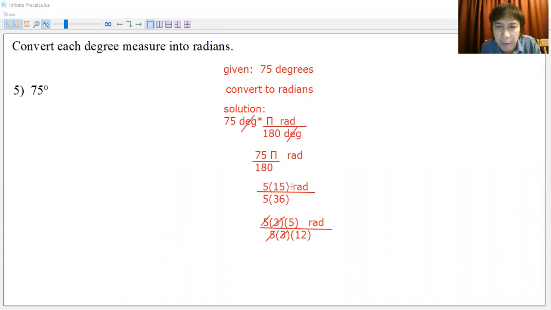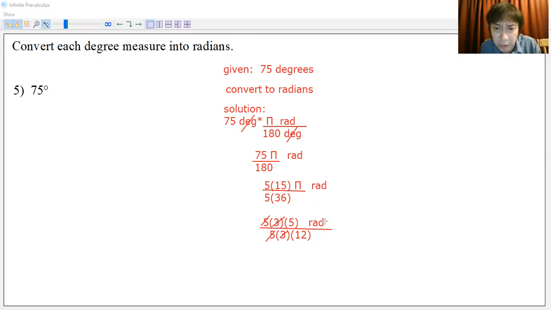Yes, we still have the pi here. Let me change this part and scratch this out. We have 5 and then 15 and pi, radians, and then we have the 5 and 36 there. I'm just rewriting it because I did not write the pi in the first place. And we shall put the pi over here too.